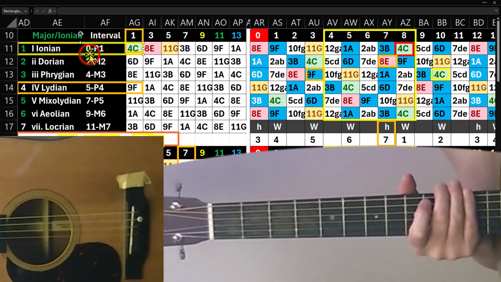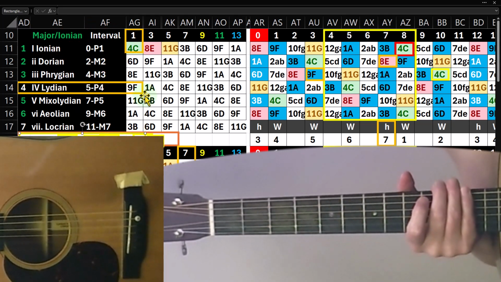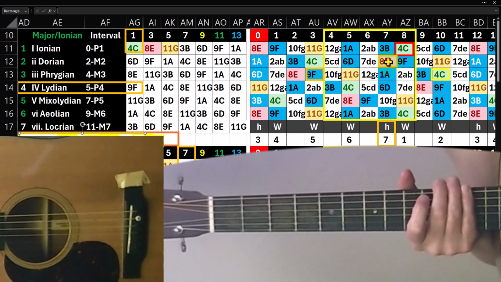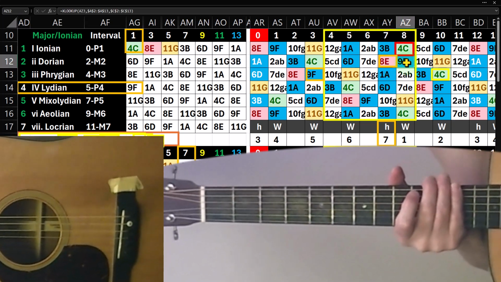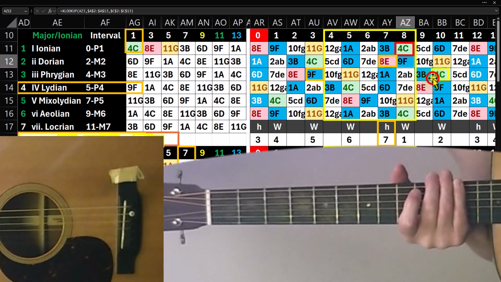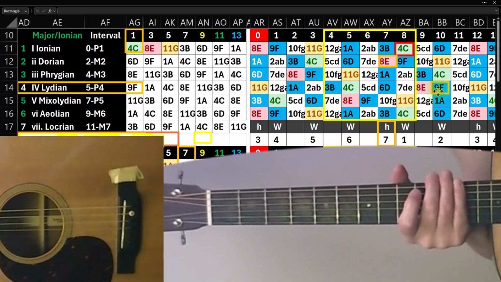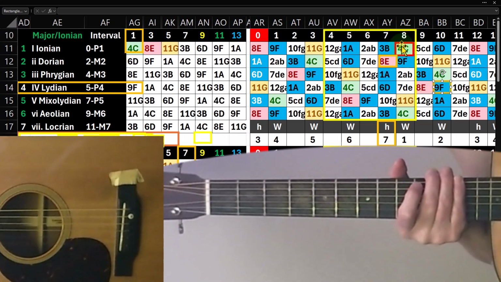Okay, let's try to go to the next one here. I'm going to say now we're going from the 4 to the 5 again. So we're going from this E to the F, which would be a half step, but we're going to go down to this string down here and find the F down here. So we're going to be walking up in shape.